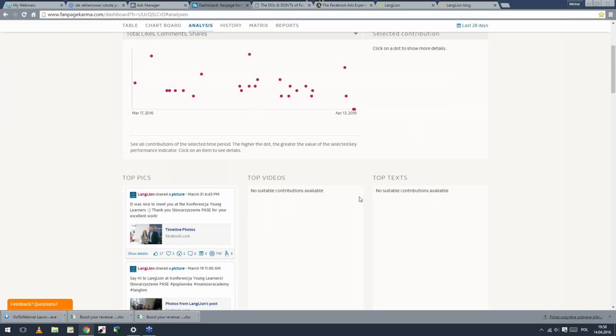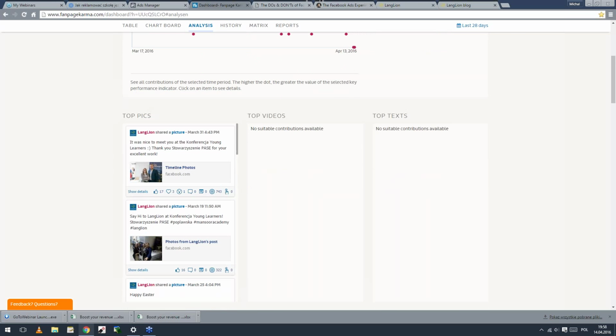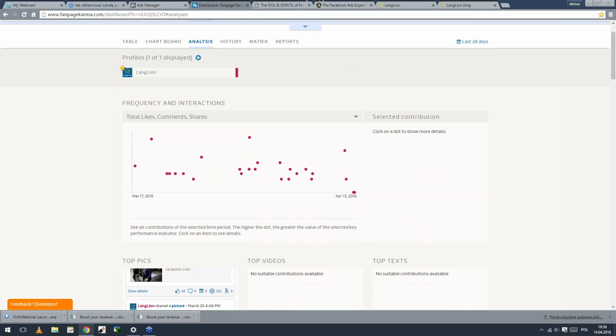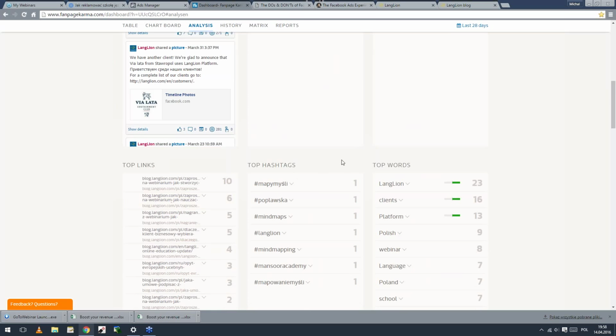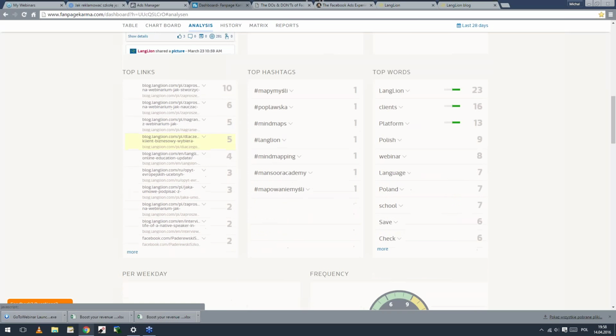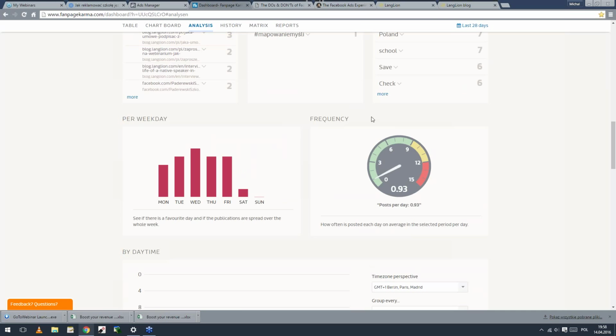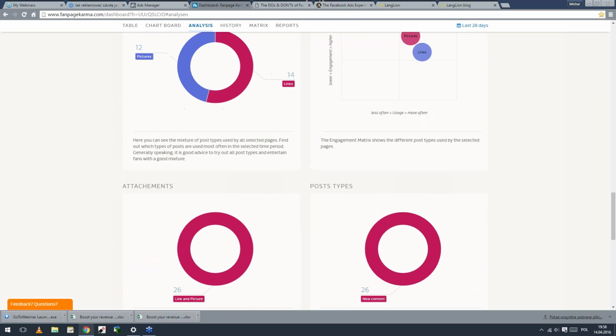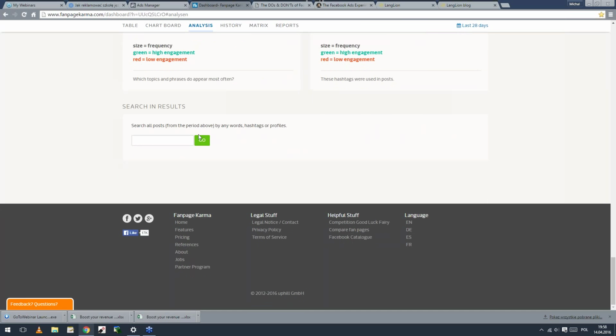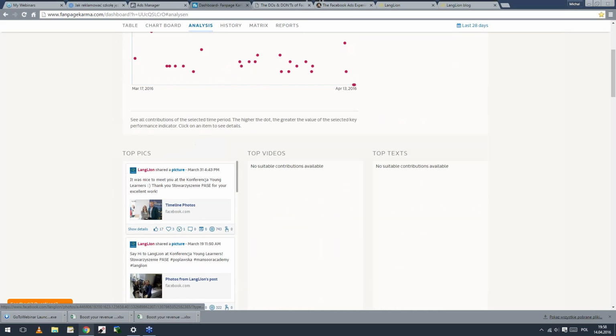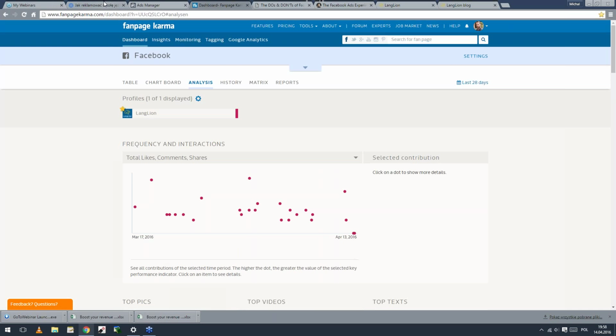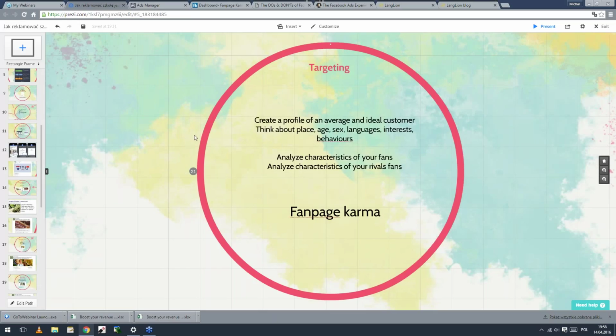Of course, those of you who already have some pages on Facebook already know, and you can see your top pictures, your texts, best hashtags, best words used, top links, etc. Frequency of posts per day. So this is the summary of everything that's going on your page. So just as a suggestion, as a complementary thing, check this out. Okay, let's go further.